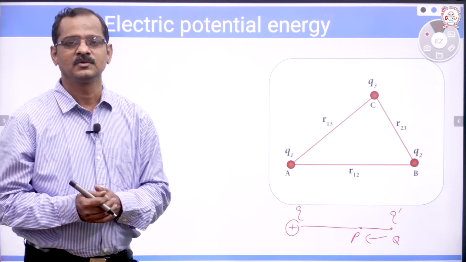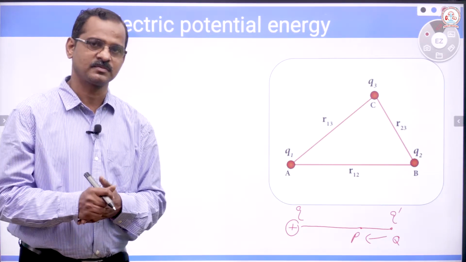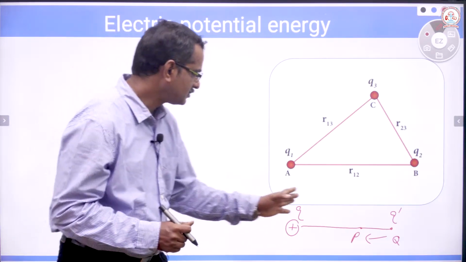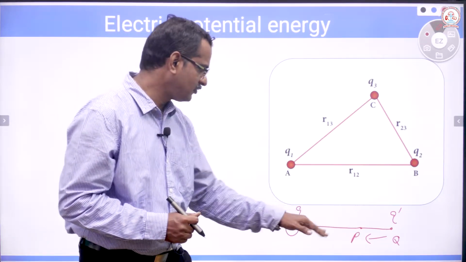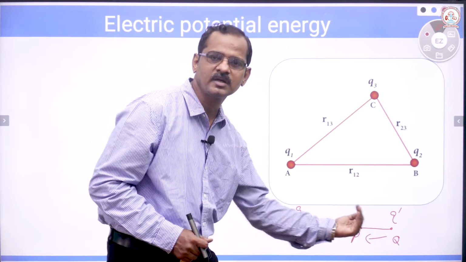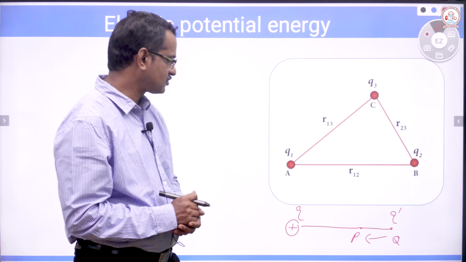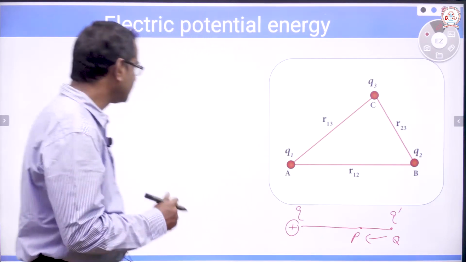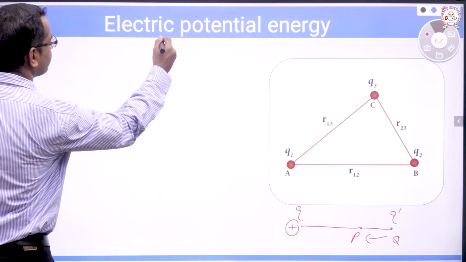Coulomb's law is a conservative force. There will be force of repulsion. So if you want to move the charge Q dash from Q to P, we have to do work against the electrostatic force. So the work done can be calculated this way.